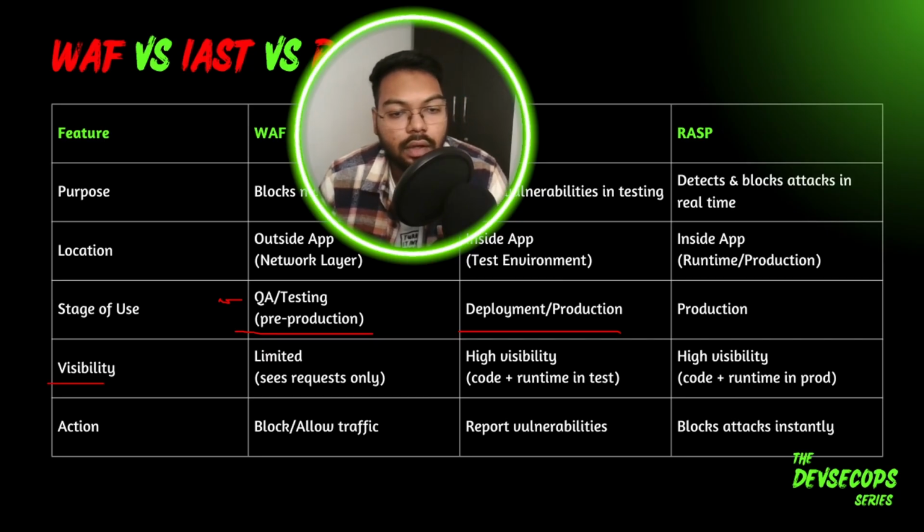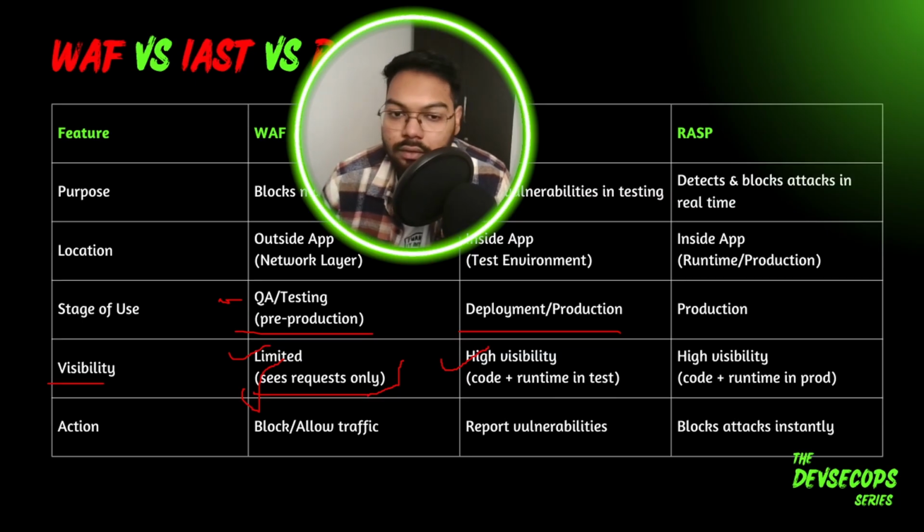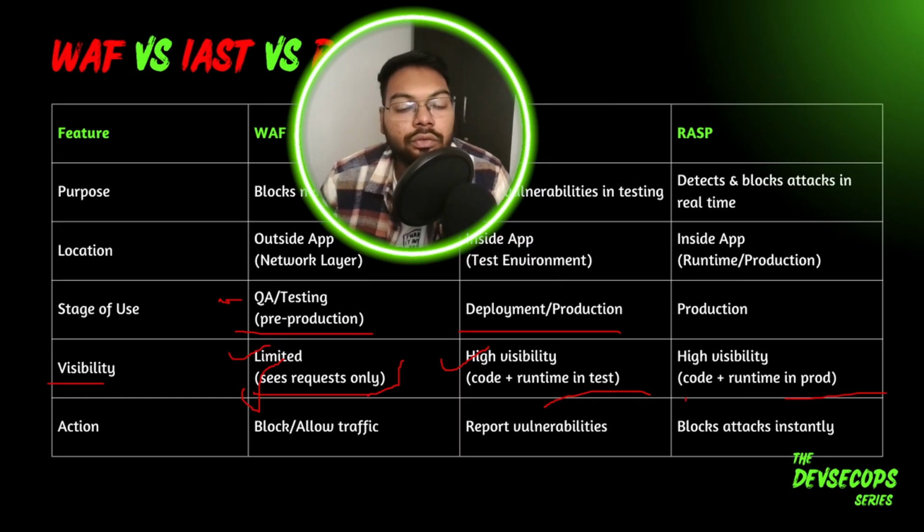Then visibility. So WAF would have visibility only to the requests that are incoming towards the application. So that's what it has. And IAST and RASP solutions have visibility of the code as well as the runtime environment. So IAST would have it in test, and RASP would have it in production. So that gives you a good edge in protecting your application.